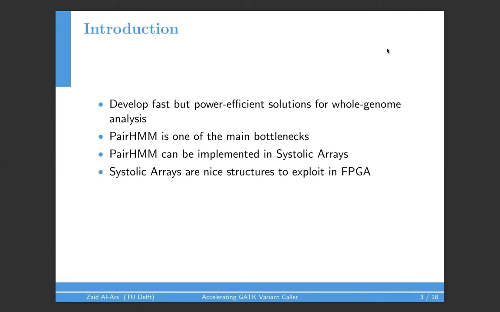First of all, our goal of this implementation is to develop fast yet power efficient solutions for whole genome sequencing analysis. The pair HMM algorithm is one of the main bottlenecks in the haplotype caller genomics pipeline. However, we can accelerate the pair HMM algorithm effectively and efficiently using the systolic array structure on FPGAs.